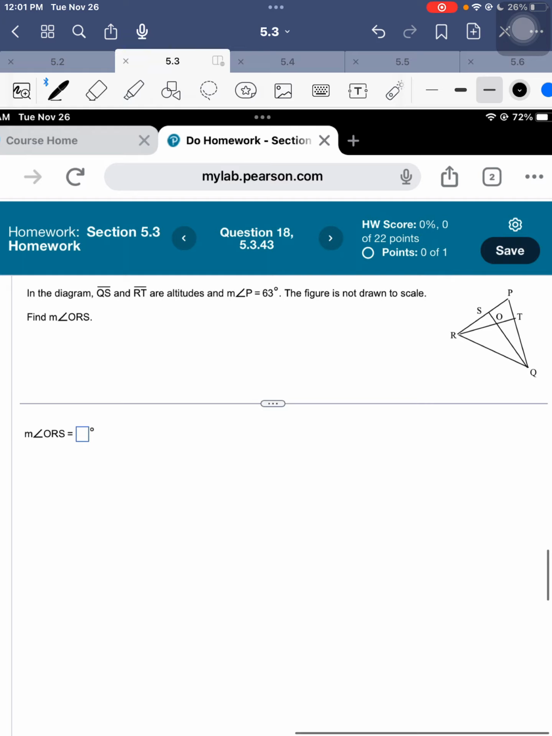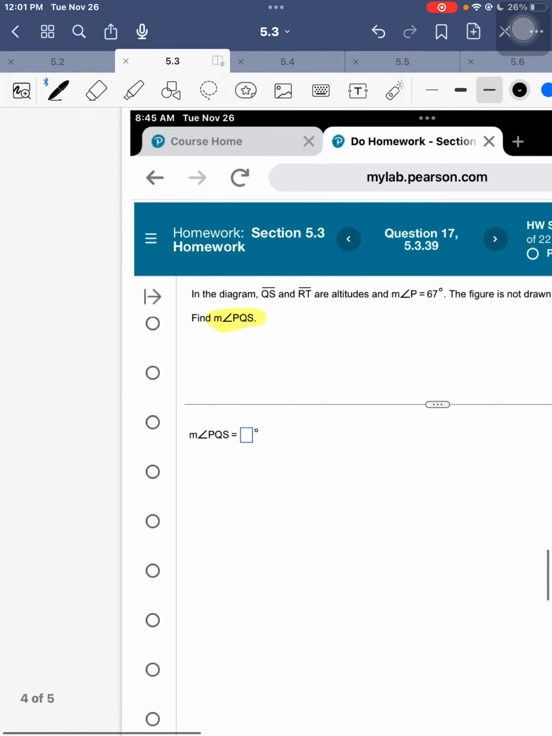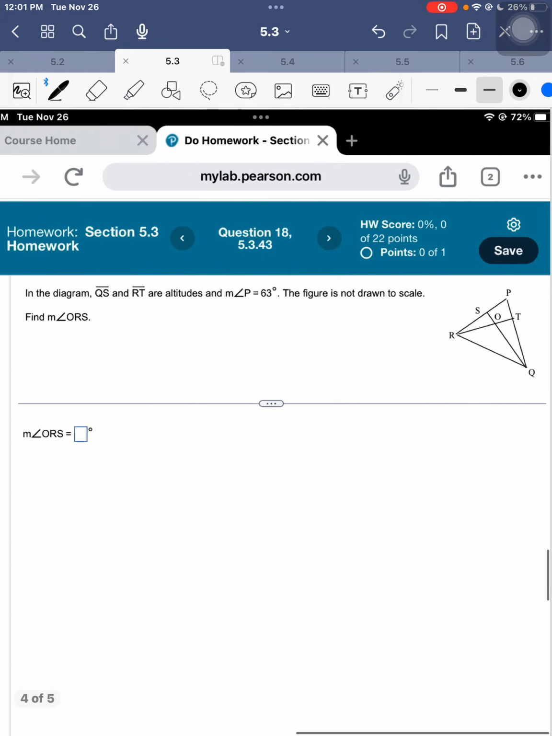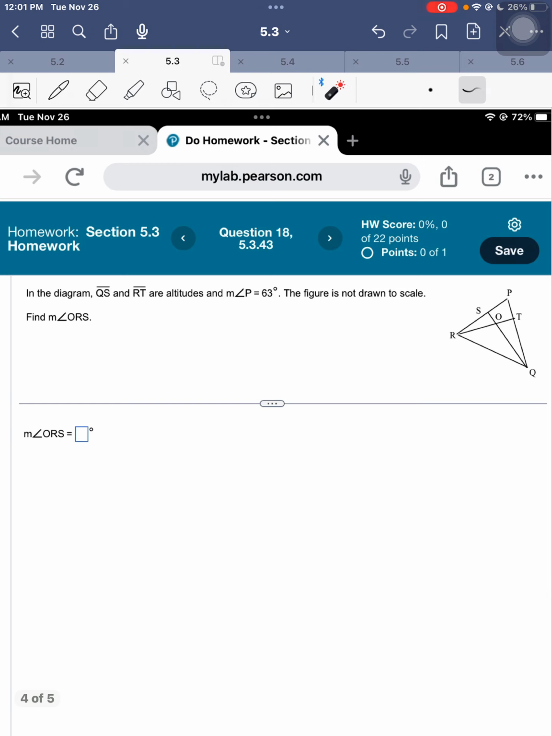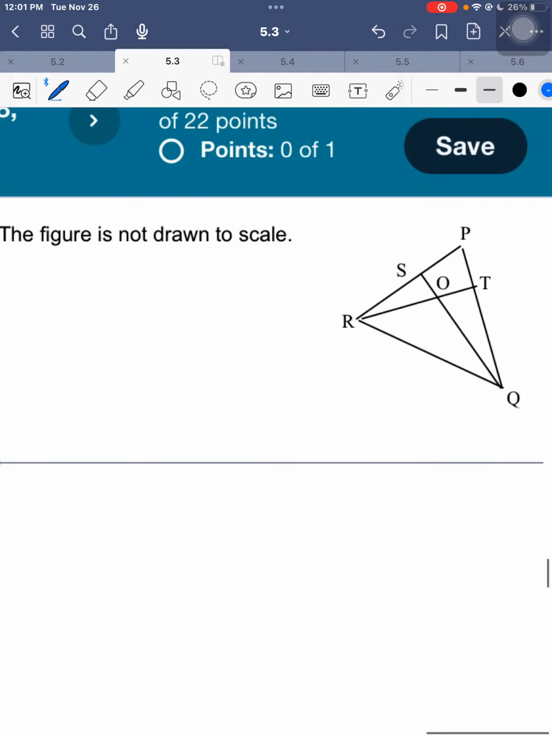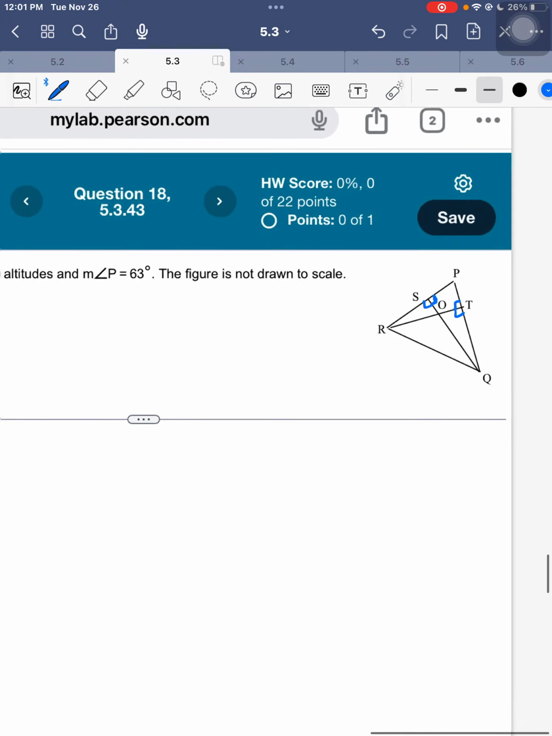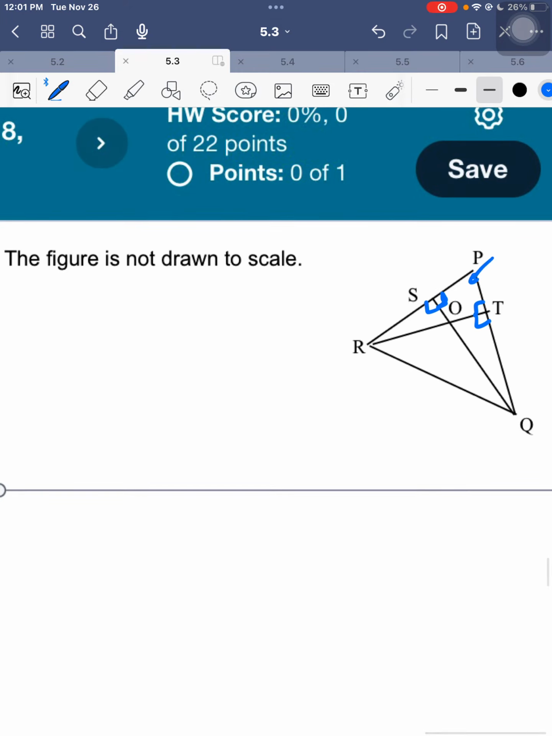Okay. So I have a very similar question. I don't know why I put 2, but same thing, guys. Same steps. So let's start implementing. QS and RT are altitudes. P is 63.